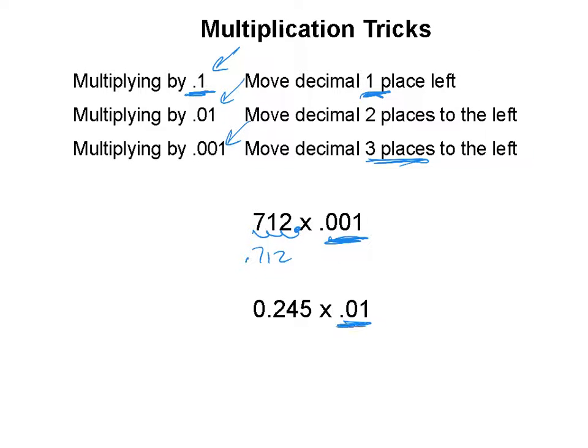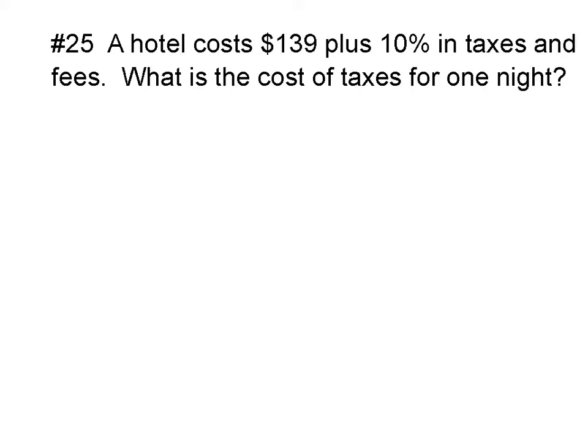Notice I'm multiplying this one times 100th, so I should move it 2 places to the left. So I end up having to put an extra 0. Okay, so just keep that in mind as you do some of the problems today, those little tricks that you've been taught before.